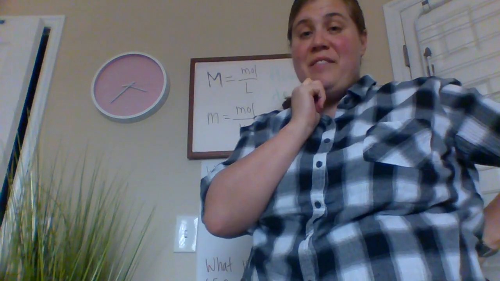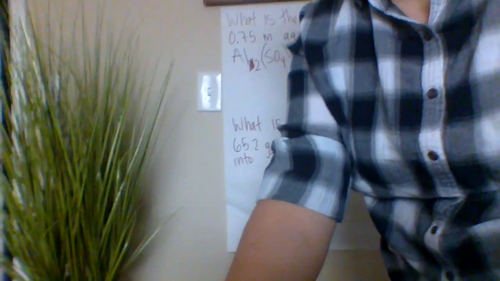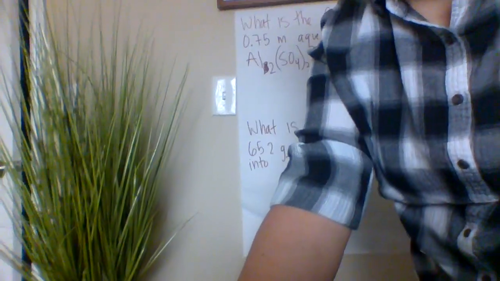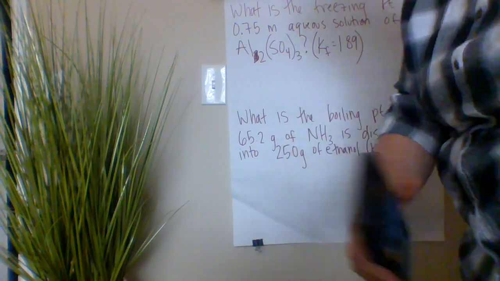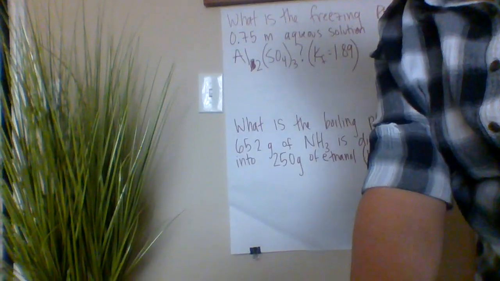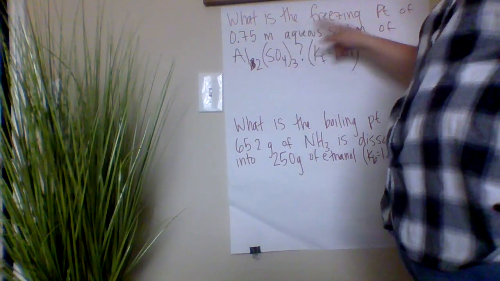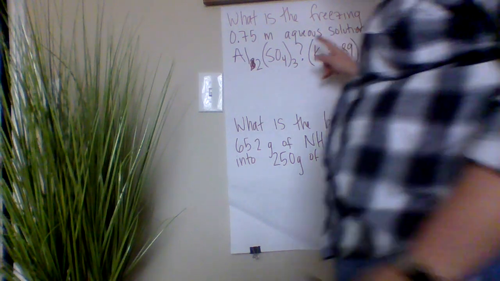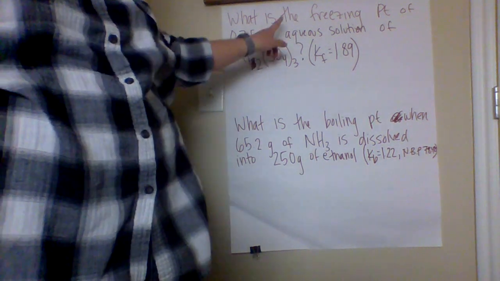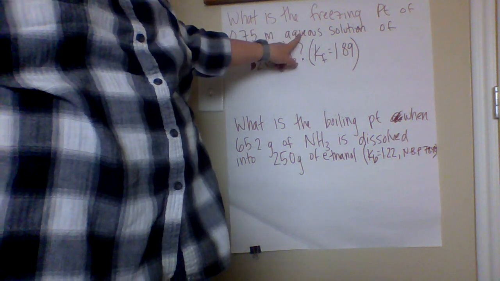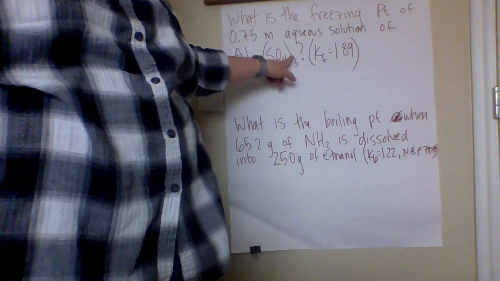Hey guys, time for some practicing of colligative properties. So I have two example problems here that we're going to work through. The first one asks, what is the freezing point of a 0.75 molal aqueous solution of aluminum sulfate, and I gave you the Kf.